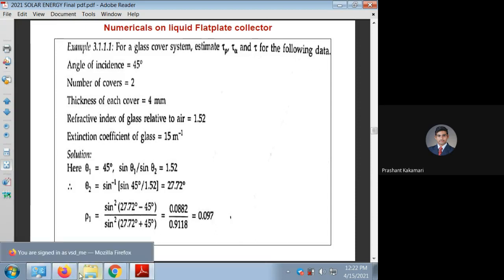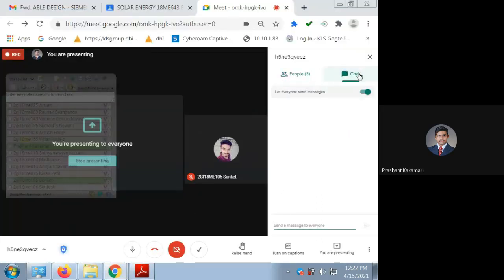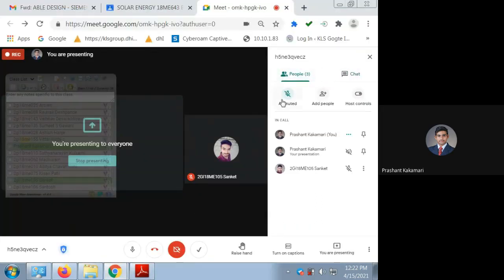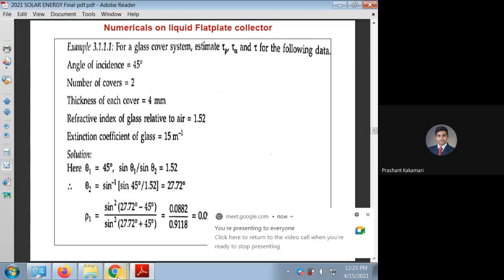Please check whether these values are correct. You can comment in the chat box, or if the values are correct, you can continue the class.